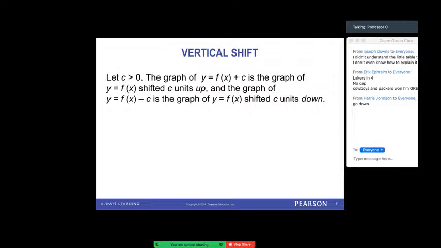So again, let c be positive, then the graph of f of x plus c is basically the original function shifted c units up. And if we subtract that positive c on the outside, then that's going to be the original function shifted c units down. All right, so those kind of follow our intuition.